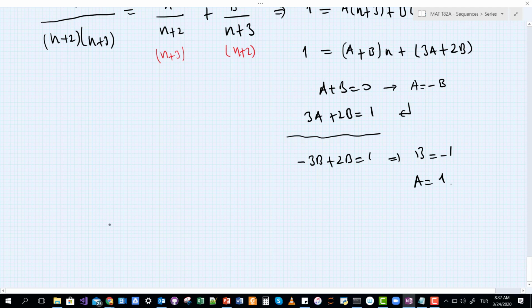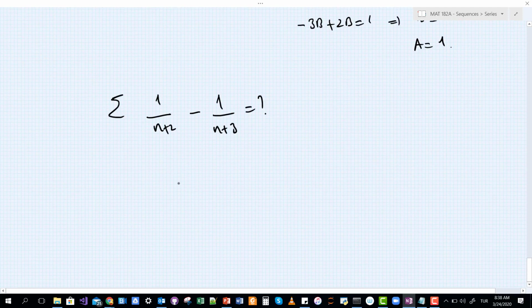Now, instead of using this a_n, I can use the right-hand side. So my question will turn into this one: 1 over n plus 2 minus 1 over n plus 3. This one will help me more to find out the partial sum of the sequence. As you know, I need to create some terms to find out the first n term sum. When n is equal to 1, 1 over 3 minus 1 over 4. This is my first term.